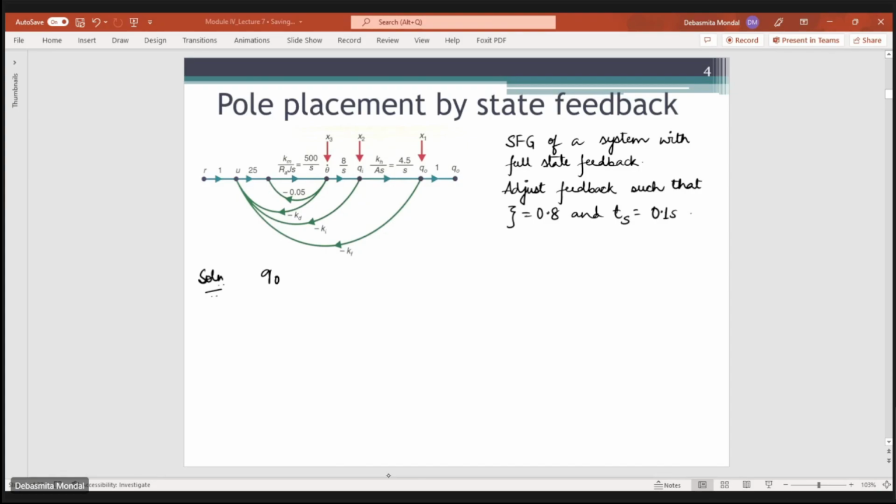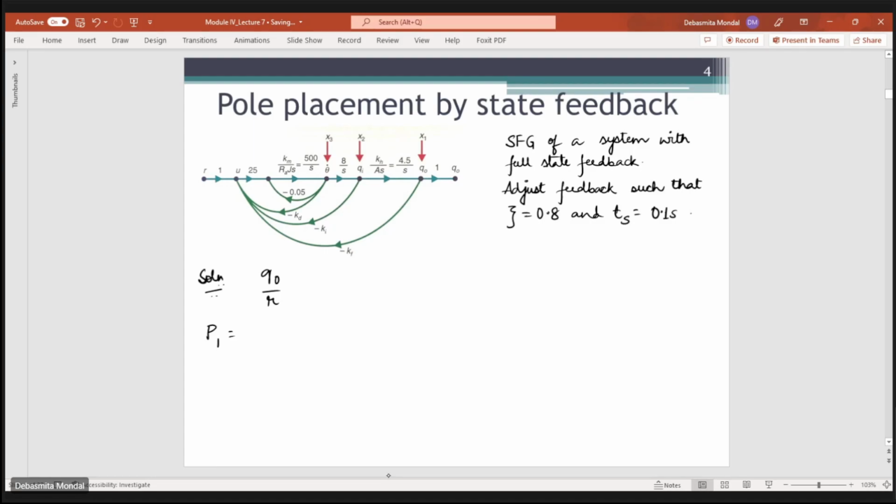So you can find out what will be the value of Q0 by R. In order to find out the overall gain of the system, you have to use the Mason's gain formula. Here you have the forward path. Basically, you have a single forward path.